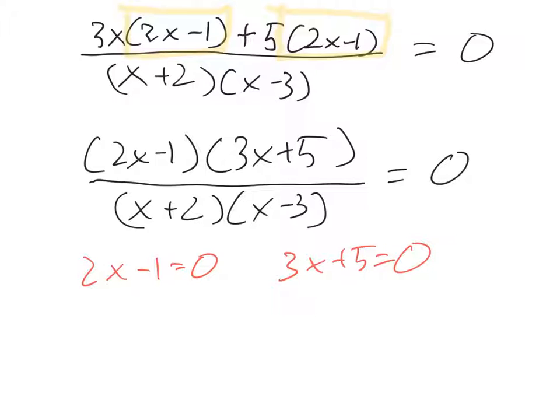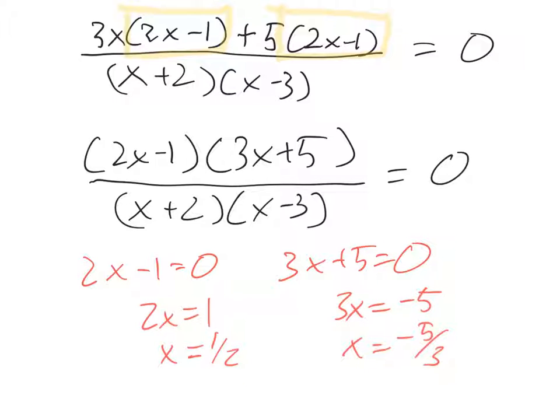And this is going to get us, let's see, 2x equals 1 after we add 1 to both sides and then divide by 2. It's going to get us x equal to 1/2. And then over here we're going to get 3x is equal to negative 5. And then x is equal to negative 5/3. So those are our solutions, right?